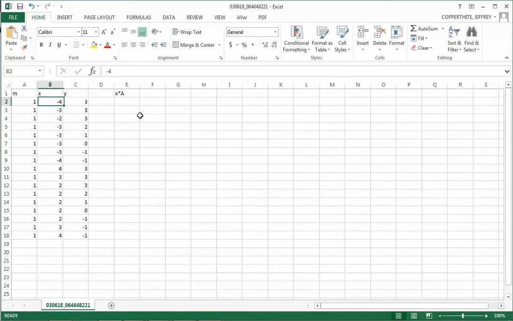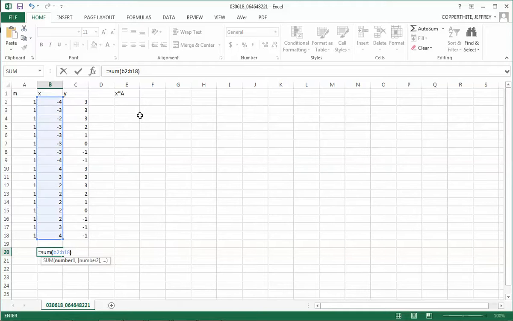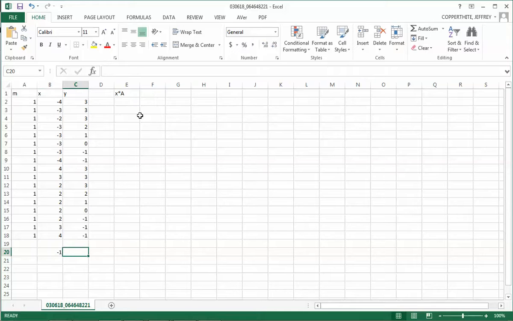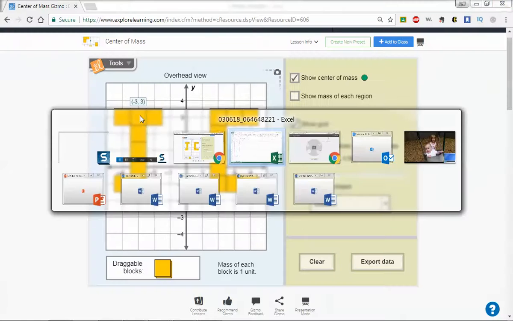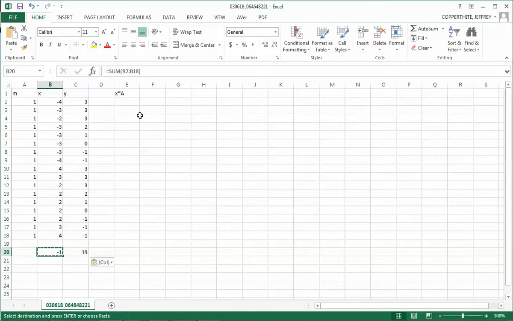And if I add all of these x values up, like so, using the sum function, b2 to b18 in my case, right? Oops, I forgot the b, 18. If I add all of those up, I get negative 1. Okay? And if I then also do the same thing for y, if I copy and paste this formula into here, I get 19. Okay? Now, how many points did I have on that grid? Okay? I had from 2 to 18.